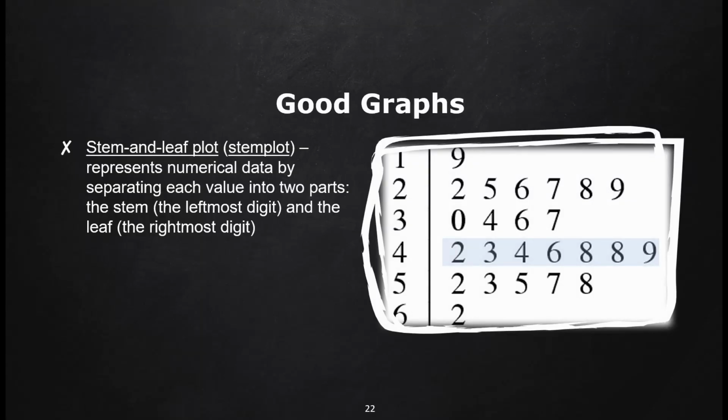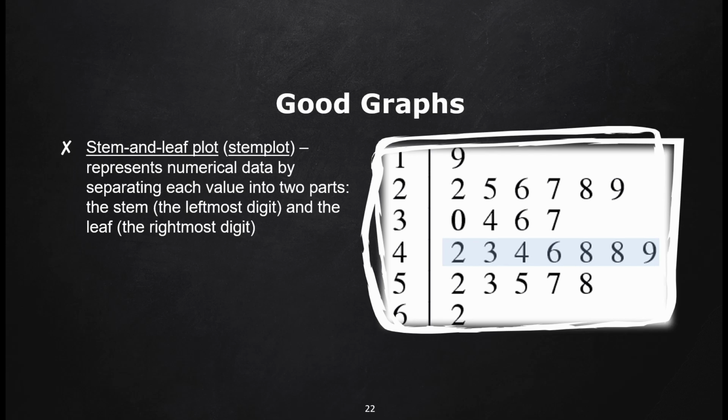The next graph we got is a stem and leaf plot. Or for short, you can call it a stem plot. This is an interesting one. Here we're breaking off a number into the stem, which is the leftmost digit, and the leaf, which is the rightmost digit. What do we mean by this?